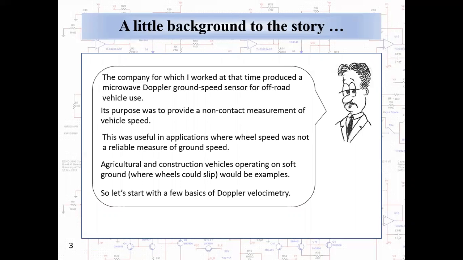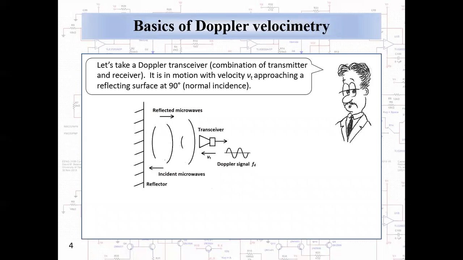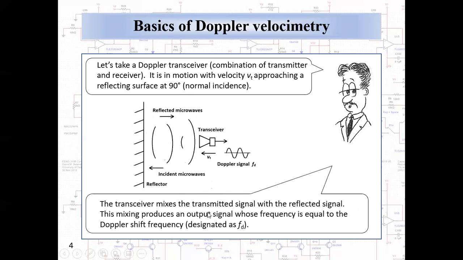So let's start with a few basics of Doppler velocimetry. Let's take a Doppler transceiver, that is a combination of a transmitter and receiver, and it's in motion with a velocity, v sub t, approaching a reflecting surface at 90 degrees, that is normal incidence. The transceiver mixes the transmitted signal, or the incident signal, with the reflected signal. This mixing produces an output signal whose frequency is equal to the Doppler shift frequency, which is designated as f sub d.